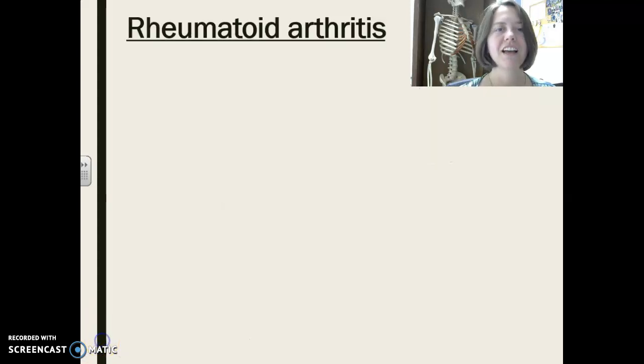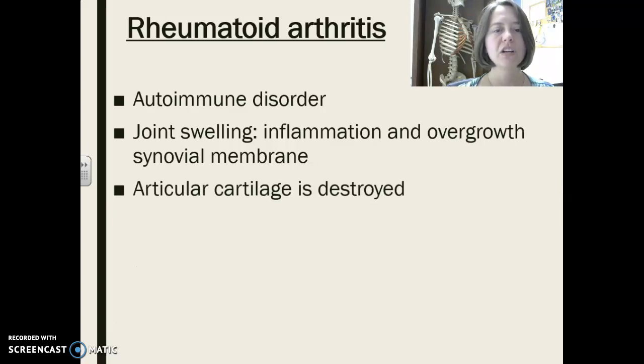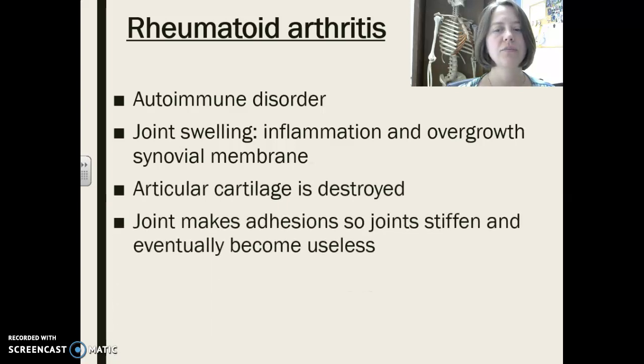Let's contrast osteoarthritis with rheumatoid arthritis. This is an autoimmune disorder, which means your immune system is actually attacking your joints. It can cause some problems: joint swelling, inflammation, and overgrowth of the synovial membrane. Also, the articular cartilage is destroyed. The joint will form adhesions, so the joints actually stiffen and eventually become useless.